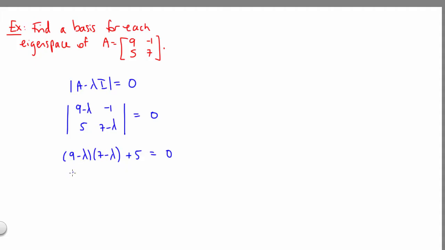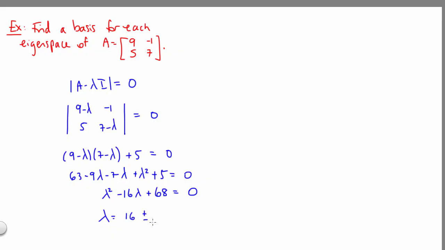So expanding this product here, we've got 63 minus 9 lambda minus 7 lambda plus lambda squared plus 5 is equal to 0. In other words, our polynomial looks like lambda squared minus 16 lambda plus 68, and that is equal to 0. Using the quadratic formula, lambda is equal to positive 16 plus or minus the square root of negative 16 squared minus 4 times 1 times 68 all over 2 times our leading coefficient.